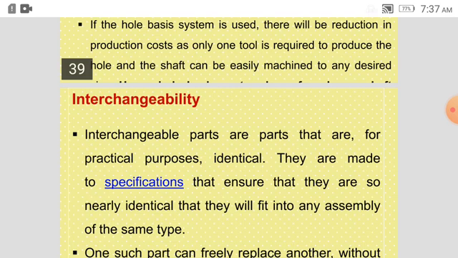As we can see, only one tool with the help of which we can produce a hole, and we can change the shaft. We can easily maintain the dimension of the shaft with the help of turning operation. So we can vary the dimension of shaft, we'll keep the dimension of hole constant, so we use the hole basis system, and that will be economical.